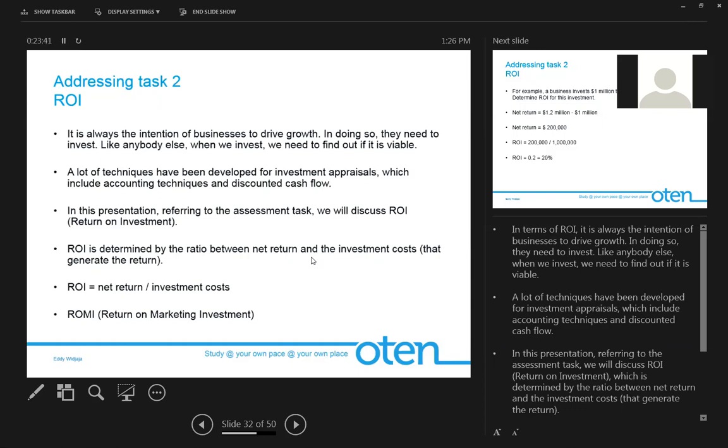It is defined as the ratio between net return and the investment costs that generate the return. In other words, from a mathematical perspective, ROI is net return divided by investment costs. Now, some companies also prefer to look at the return on marketing investment. They only want to look at the marketing investment, therefore they are analyzing ROMI, return on marketing investment.